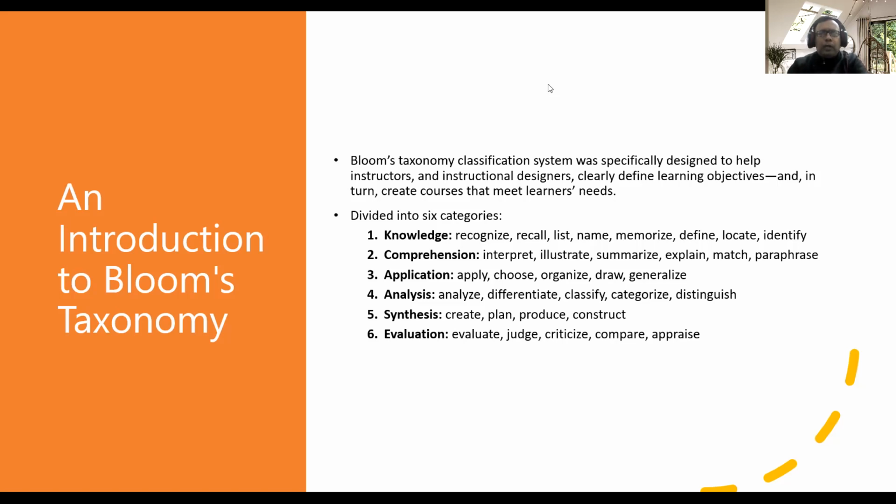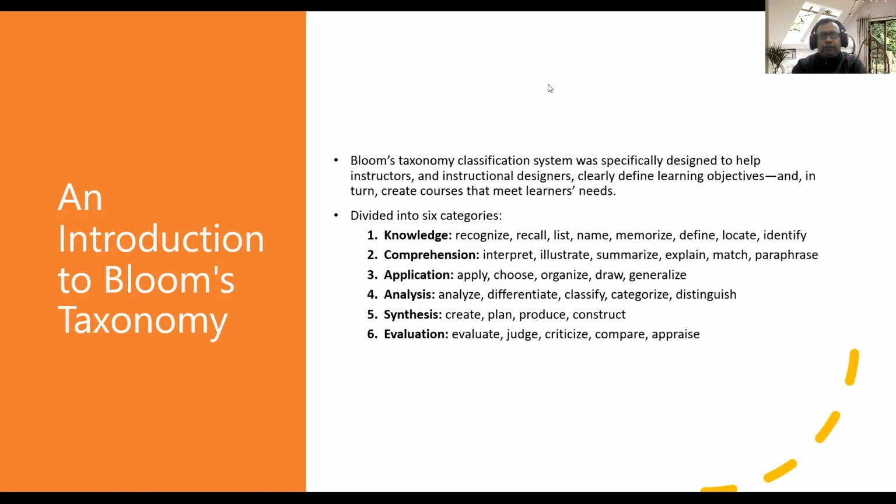In their original work, Bloom and a committee of educators identified three domains of learning: cognitive, which is mental; affective, which is emotional; and psychomotor, which is physical. However, when most people think of Bloom's taxonomy, they think only of the cognitive domain. The cognitive domain is divided into six categories, each representing a cognitive skill level. Each category is associated with a set of verbs or cognitive processes that describe what learners should be capable of doing.